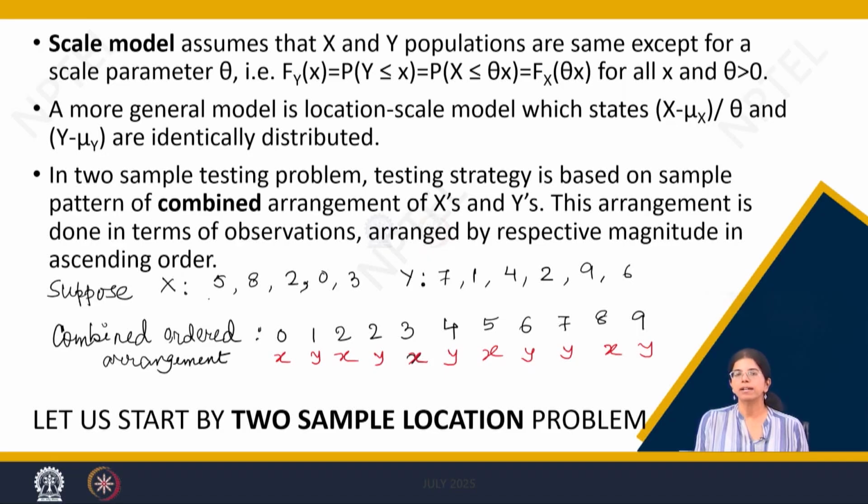A more general model is the location-scale model, which states that (x minus mu x) by theta and (y minus mu y) are identically distributed. Here mu x and mu y are the location parameters, while theta is the scale parameter. In the general two-sample testing problem, the testing strategy is based on the sample pattern of the combined arrangement of X's and Y's. This arrangement is done with the observations arranged by respective magnitude in ascending order.